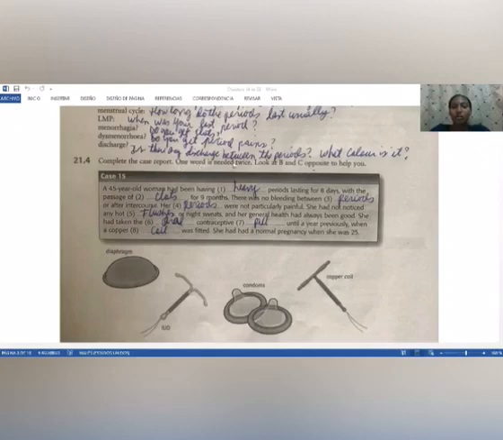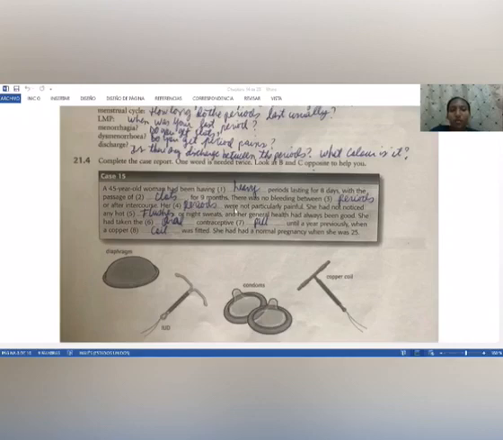Complete the case report. One word is needed to fill each gap. Look at B and C opposite to help you. Case 15. A 45-year-old woman had been having periods lasting for 8 days, with the passage of clots for 9 months. There was no bleeding between periods or after intercourse.